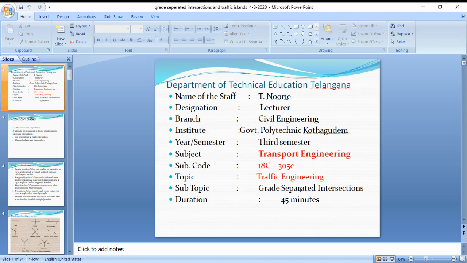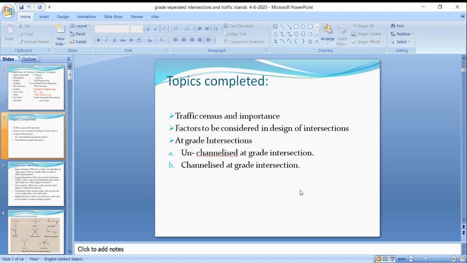We have already seen other topics like traffic census and road intersections. All are in Unit 3, third chapter, traffic engineering. In traffic engineering, we covered traffic census and its importance, the definition of road intersections, the factors considered in the design of intersections, and the types of road intersections. Till now, we have covered that. Today, we are going to cover grade separated intersections.